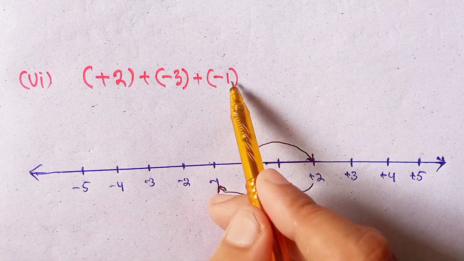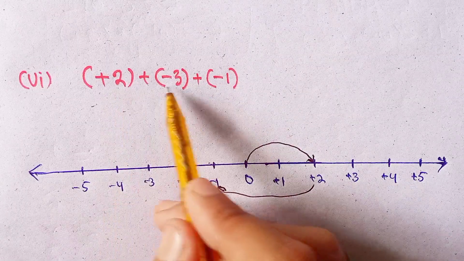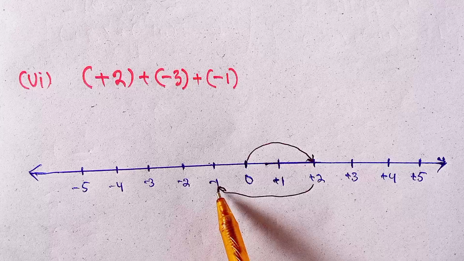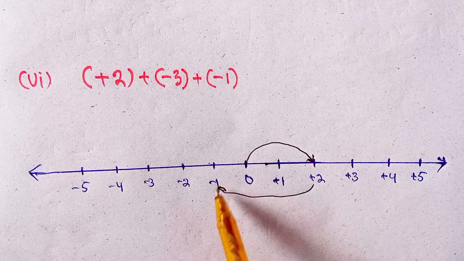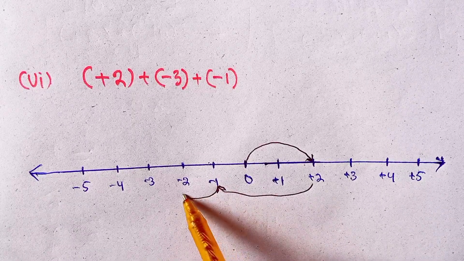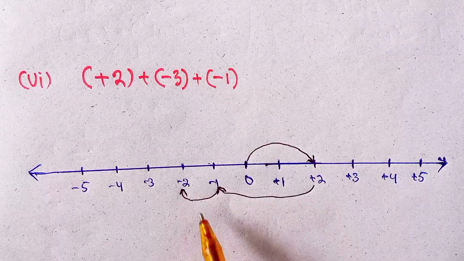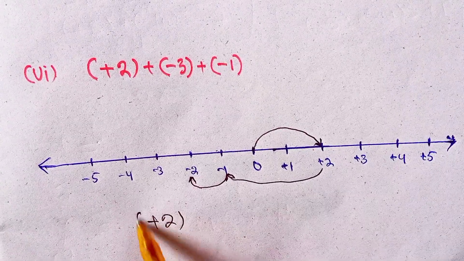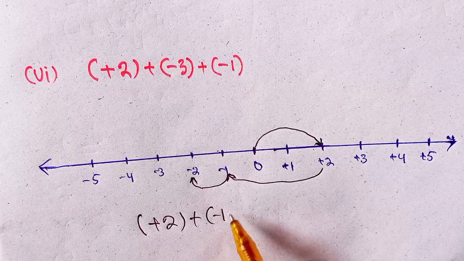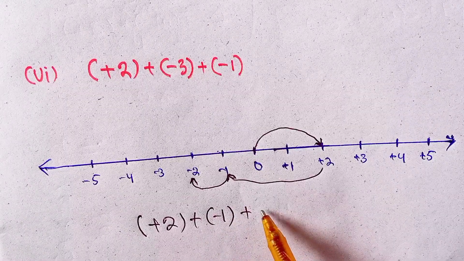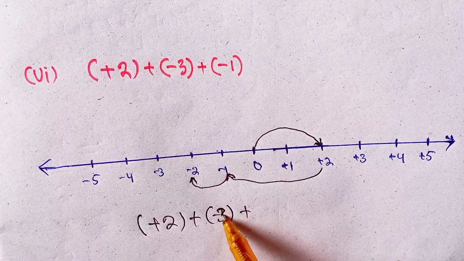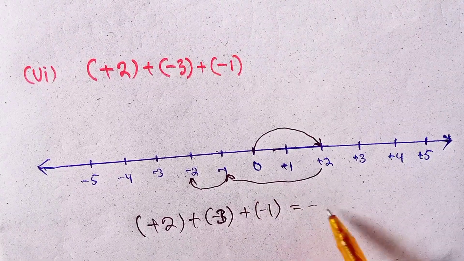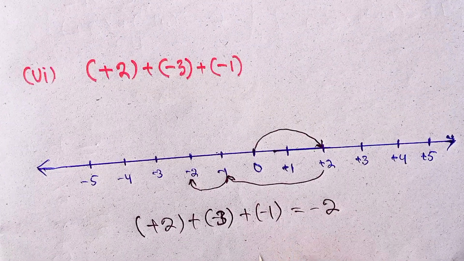We are going to add negative 1 with the sum of positive 2 and negative 3, which is negative 1. So I will count 1 unit distance to the left on the number line. We will start from negative 1 and land on negative 2. Right, so this is our answer. So positive 2 plus negative 3 plus negative 1 equals negative 2. So this is our answer.